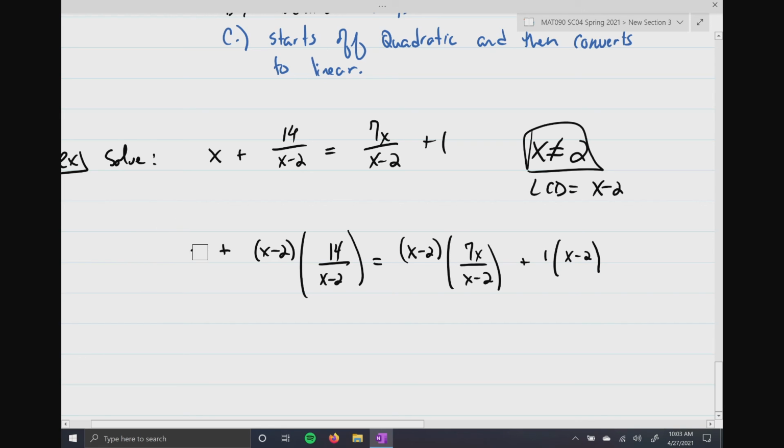I'll write this one back. I'll write it the other way. How about this? Remember, order doesn't matter when you're multiplying. So I multiplied every single term by x minus 2. Now I'm going to simplify.